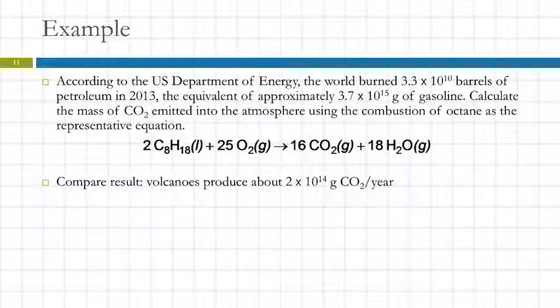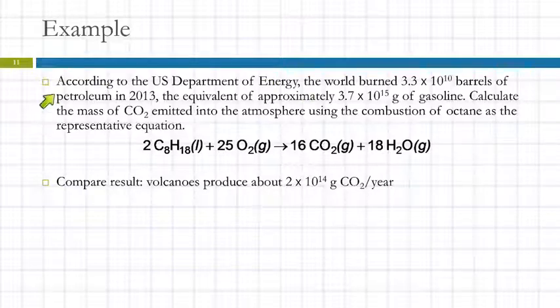So let's do an example related to that greenhouse gas problem. Lots of words here. According to the U.S. Department of Energy, the world burned 3.3 times 10 to the 10th barrels of petroleum in 2013, the equivalent of approximately 3.7 times 10 to the 15 grams of gasoline. Calculate the mass of CO2 emitted into the atmosphere using the combustion of octane as the representative equation. So this is that same chemical equation we've been looking at. And then we're going to compare the result of that to what volcanoes put off. Volcanoes produce about 2 times 10 to the 14 grams of carbon dioxide in a year.